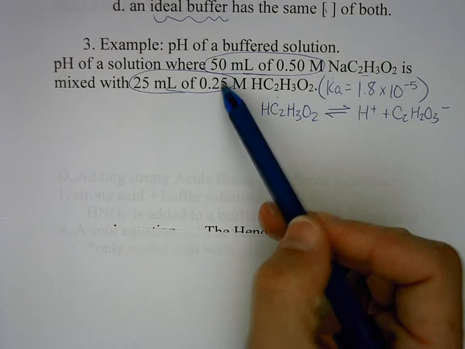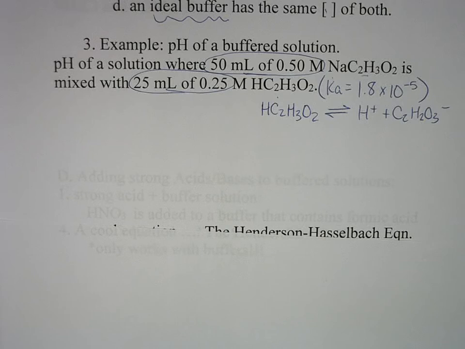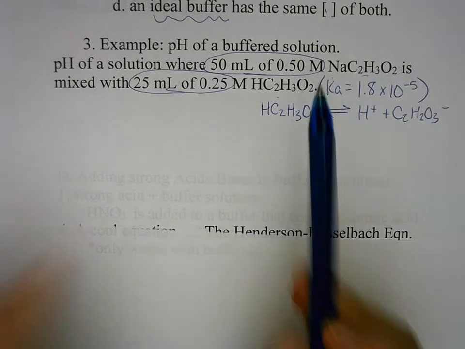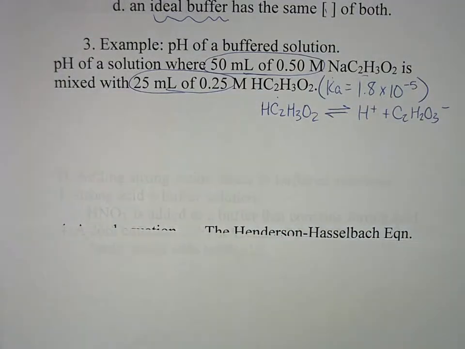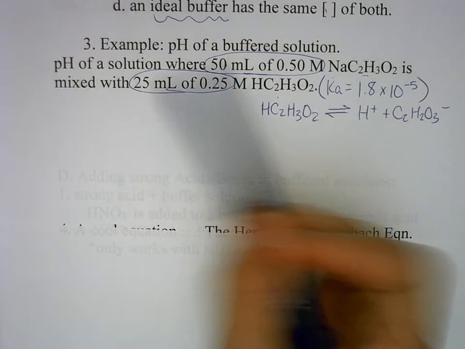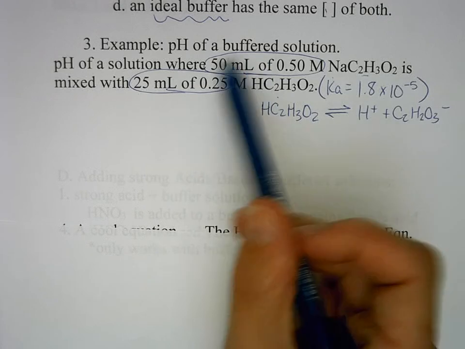But you'll see that I'm mixing two solutions together. Now, there was a question on your test in Chapter 14 where we mixed two strong acids together, and you had to figure out what the new molarities were. This is kind of the same thing. So I'm mixing two solutions together. I have to figure out what the new molarities of those things are when I mix them together to make 75 milliliters of the solution.